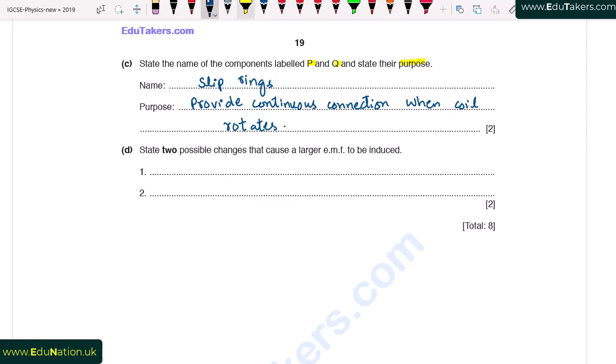Part D. State two possible changes that can cause a larger EMF to be induced. So we have to describe the two changes that cause the EMF to increase. So first of all, we have to increase the strength of magnetic field. So I write here increase the strength of magnetic field.